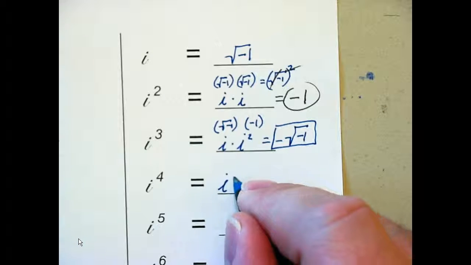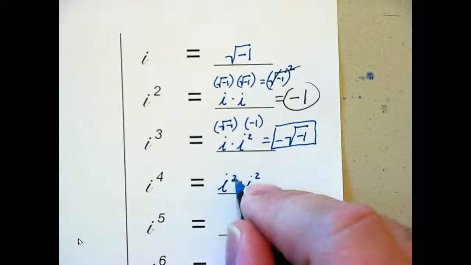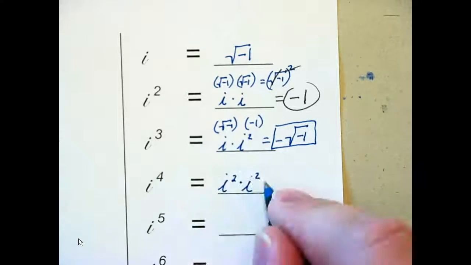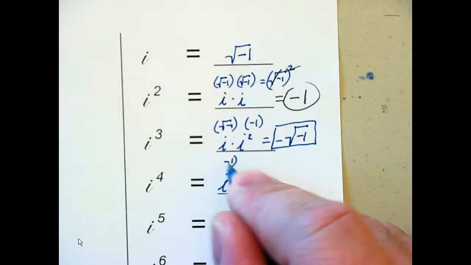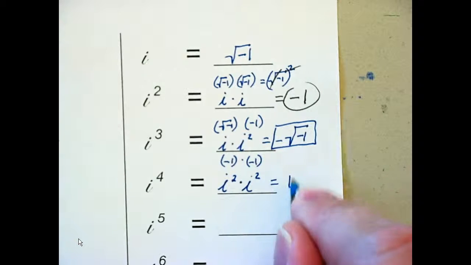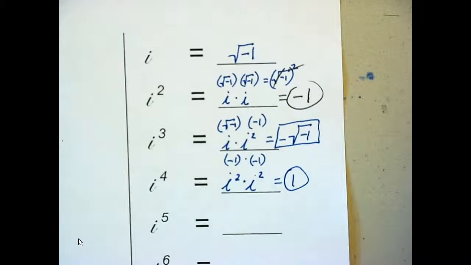i to the 4th is i squared times i squared. Why? Because 2 plus 2 is 4, just like 1 plus 2 was 3. That means -1 times -1, which is 1. I think that's pretty cool.